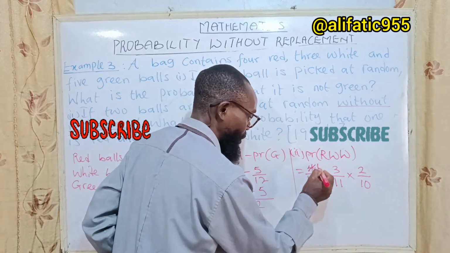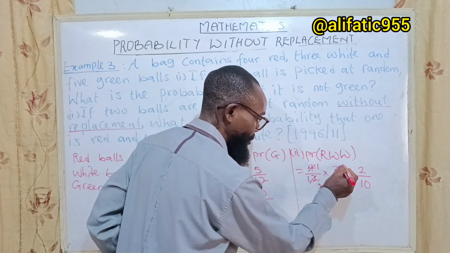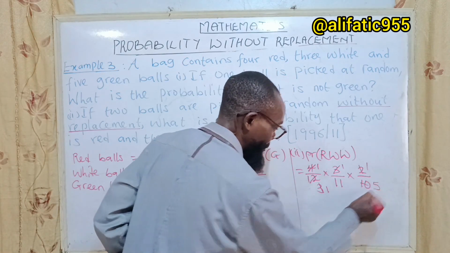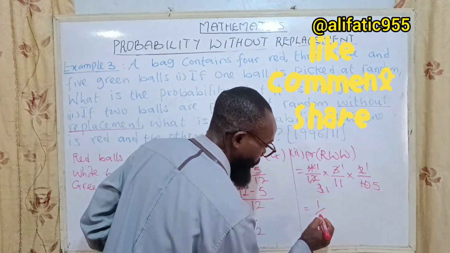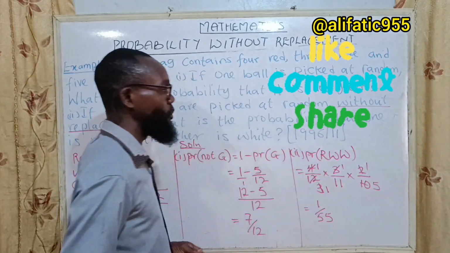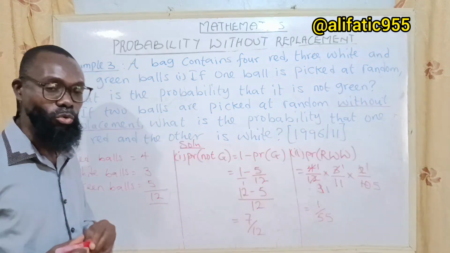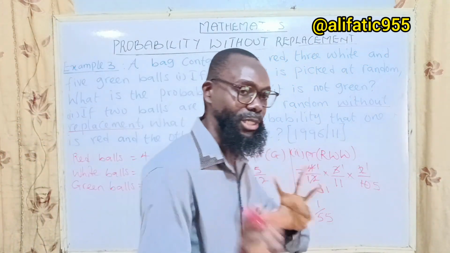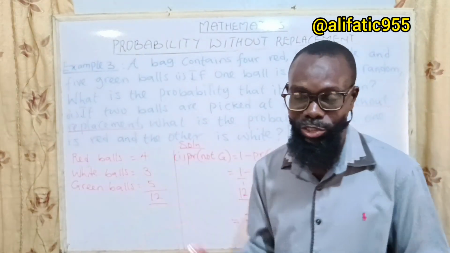So we can now move on. 4 here, 1. 4 here, 3. 3 goes here, 1. 2 here, 1. 2 here, 5. So all this one we have 1 over 11 times 5, we have what? 55. So 1 over 55. So this is how to go about probability without replacement. So we can use this knowledge to solve so many questions.